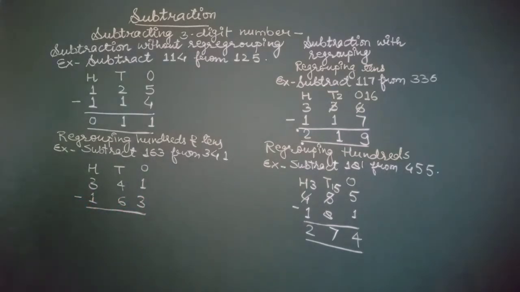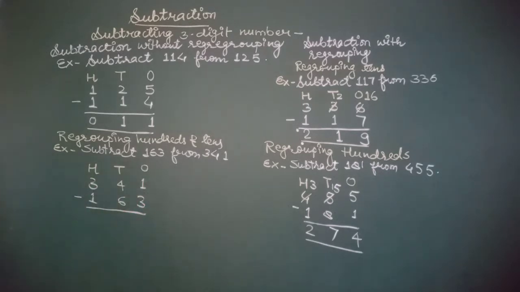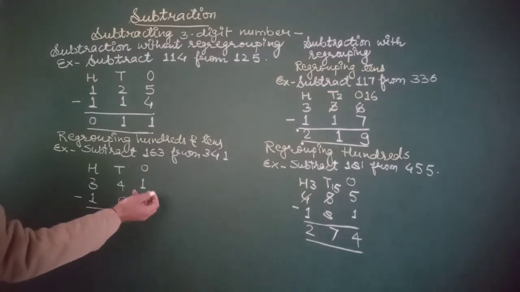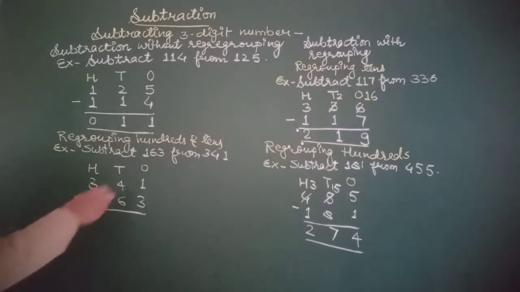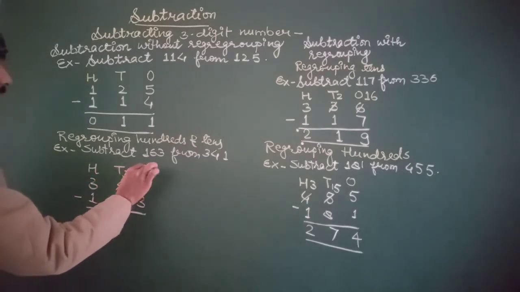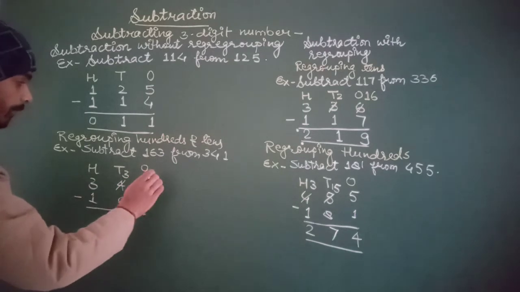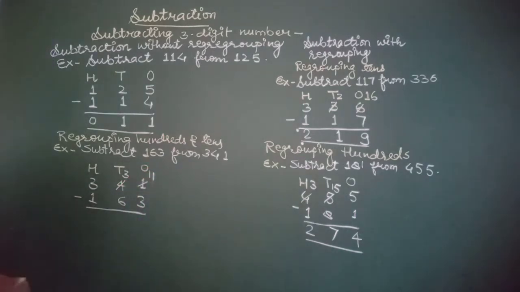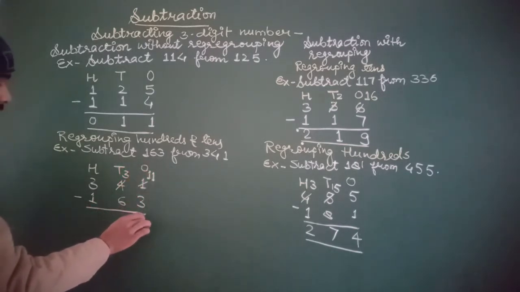Now subtract the ones. 3 ones cannot be subtracted from 1 one. So regroup 4 tens 1 one into 3 tens and 11 ones. Now subtract the ones: 11 ones minus 3 ones is 8 ones. So write here 8 ones.